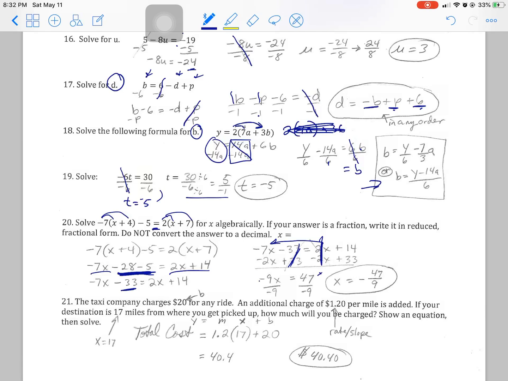And then divide negative 9 by negative 9 to make it go away. Whatever I do to one side, I do the other. So 47 divided by negative 9. And 47 and 9 are both kind of big, but 47 is a prime number, I believe, so that is not reducible. That's my final answer.